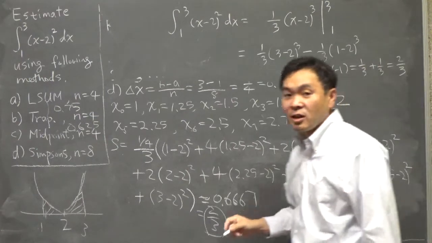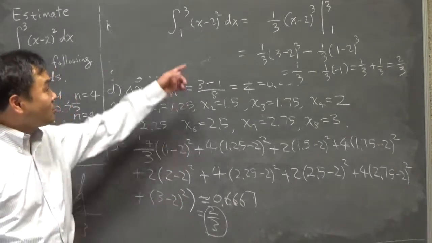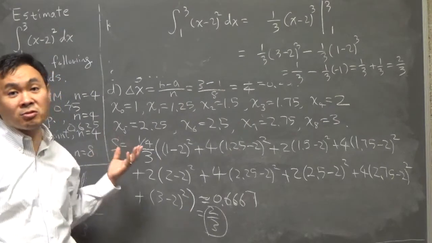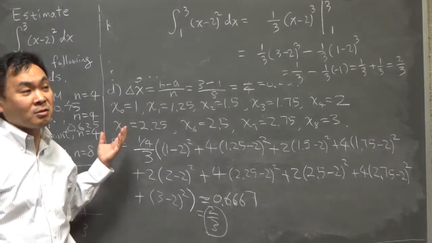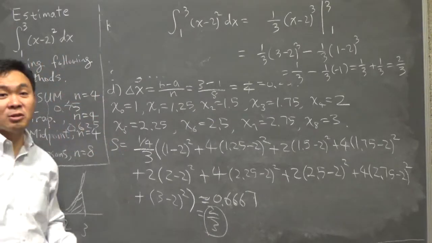So in this case, the Simpsons gives us the exact value, 2/3, just like the integral. And the reason for that is because Simpsons uses parabolas to approximate, and because the function itself is already a parabola, no wonder it's going to give you the exact value.